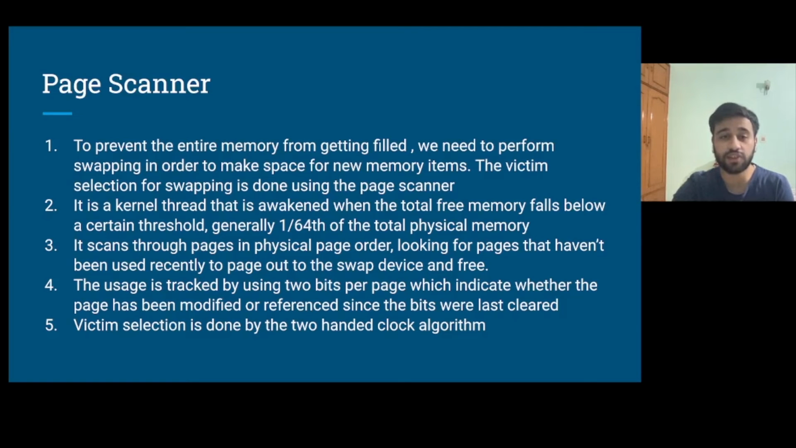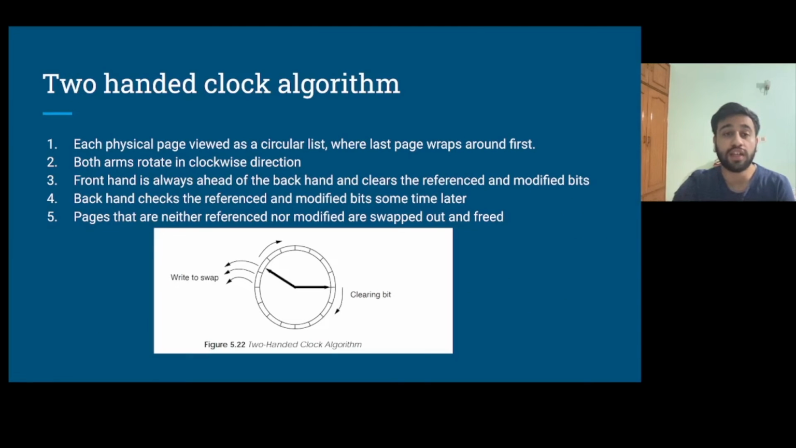The page scanner scans through the pages, finds the pages that are not recently used, and swaps those pages out. The usage of pages is tracked using two bits, the reference and the modified bit, which check if the page has been referenced or modified since the last time the bits were cleared. The victim selection process is done using the two-handed clock algorithm. The two-handed clock algorithm is an approximation of the LRU algorithm in which every page is viewed as a circular list where the last page wraps around to the first page.